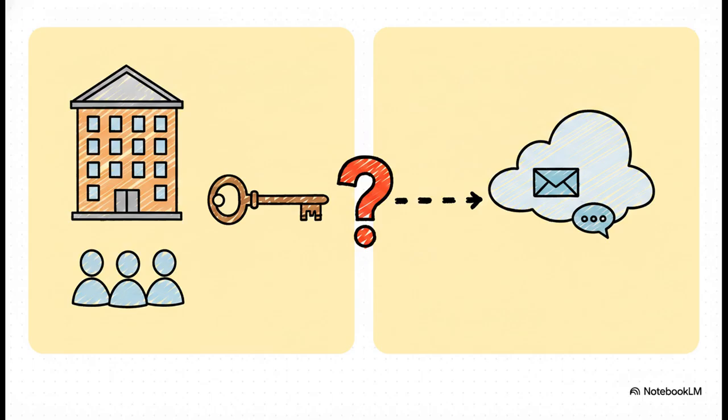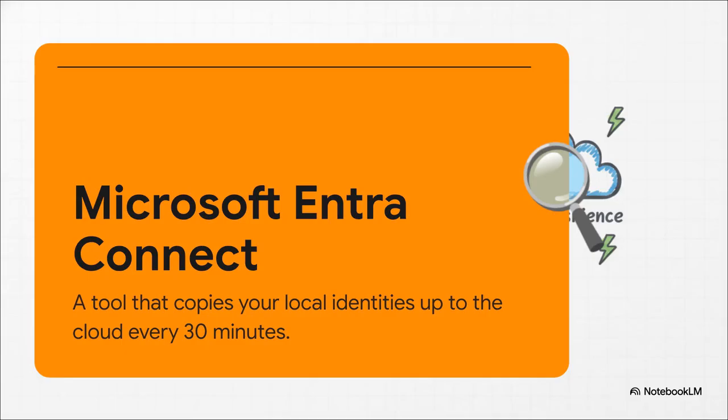So the big question is, how does one single password work seamlessly in both places? Enter Microsoft Entra Connect. This is the crucial bridge that syncs everything together. It runs right there on a server inside your network, and its one and only job is to copy your identities up to the cloud every 30 minutes. You create a new employee on-prem, and boom, 30 minutes later, they're in the cloud, ready to use Microsoft 365. But how this specific tool handles your passwords, that is the exact decision that makes or breaks your entire disaster recovery strategy.